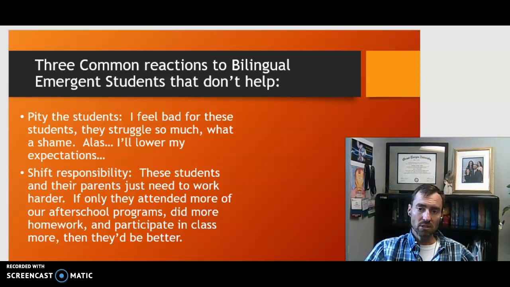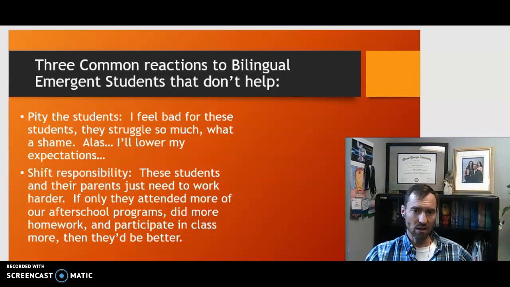Shifting responsibilities, where you simply say, oh, well, I'm doing my part, but clearly the parents aren't doing their part. If only the parents did this, this, and this, then the kid would do better. And that's not going to help. It's not helpful to just point fingers and say it's the parents' fault.